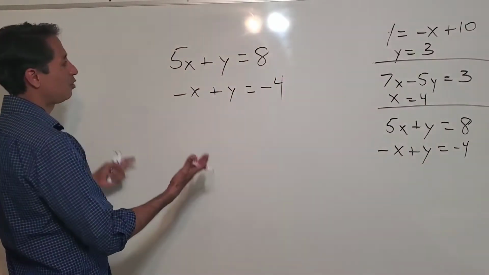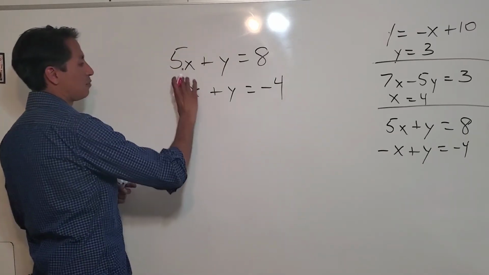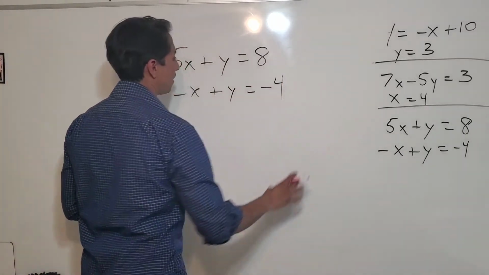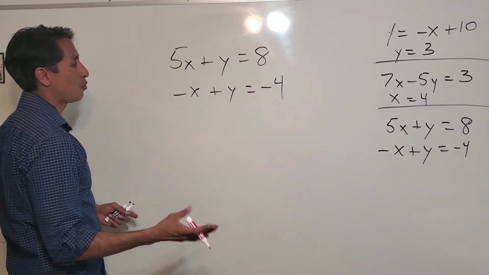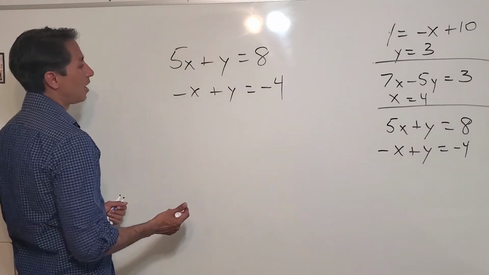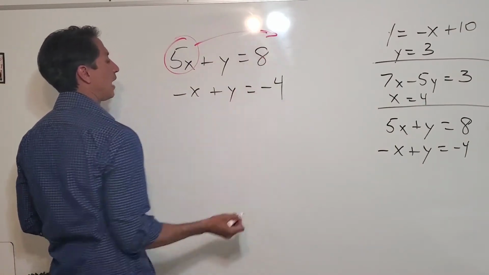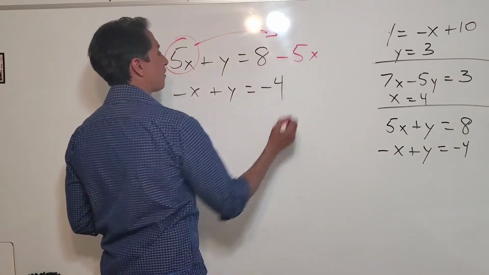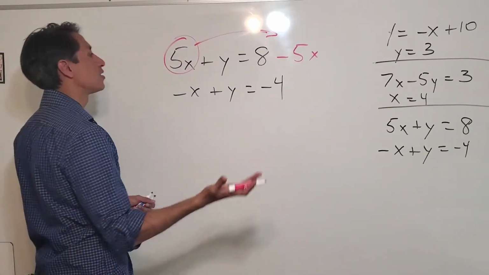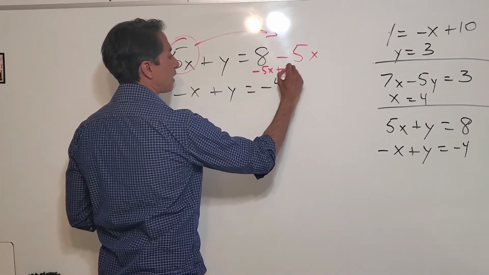I kind of have two choices here. I could move the 5x over, or I could move the negative x over. Either one is going to work. So it really is up to you how you want to solve it, okay? Let me first move this guy over and we'll see what we get. So I subtract 5x and I get that, right? It's not in the right order, so I'll turn it into the right order, negative 5x plus 8.